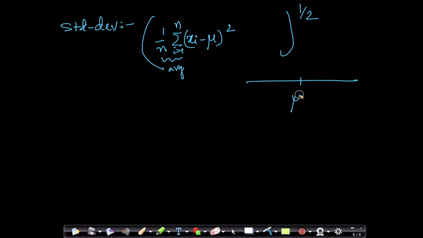So let's assume this is my mu. Let's assume this is my x1 and this is my x2. I want to get this squared distance. I'm taking these distances, squaring them up, taking the average distance, and square rooting it. I'm applying square root because I've squared it here. What it's telling me is the typical deviation of each point from the mean. So on a similar note, let's understand median absolute deviation.